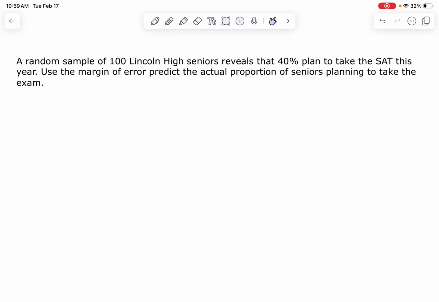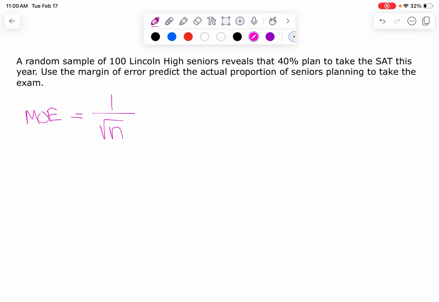our responses to this would just be, are you planning to take the exam? It would be just yes or no. So those are categorical responses. So we want to use the other version of this, which would be this. For categorical data it would be 1 over the square root of n.